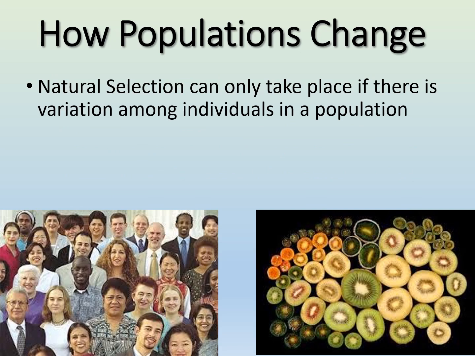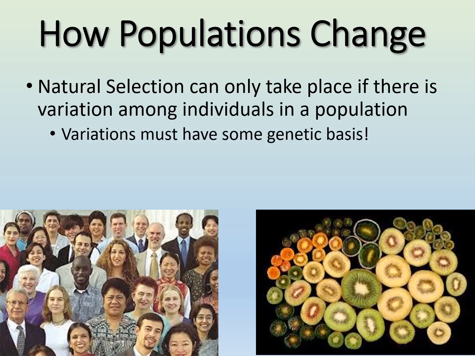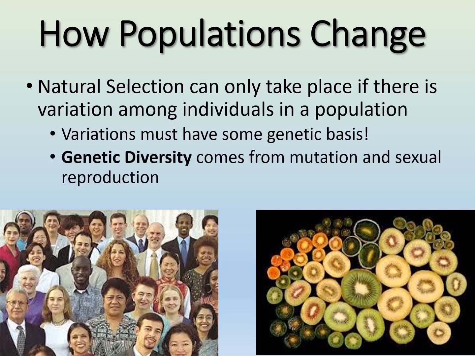So the big thing is that natural selection can really only take place if there is variation among individuals in a population, right? If everyone were the same, you wouldn't have the variation and you wouldn't have the differences in characteristics. So there has to be some sort of genetic basis, right? And we've already seen what variation is due to. So we have genetic diversity, right? And that's the variation within a population, and it comes from mutation and sexual reproduction.